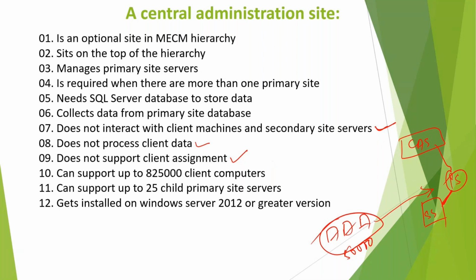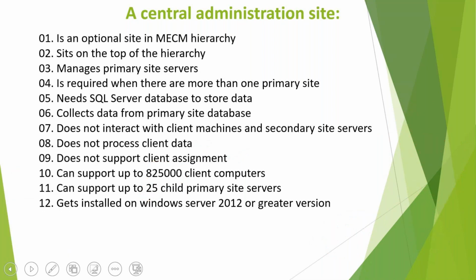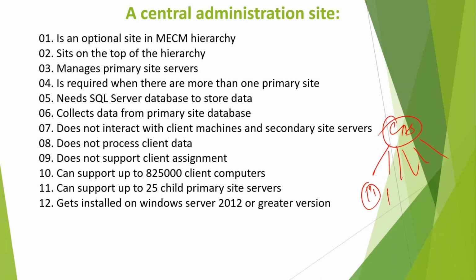It can support up to 825,000 devices. So in one central administration site hierarchy, for example, you have this central plus primary plus secondary. Maximum you can have 825,000 devices. Now, one central has a limitation. One central can have a maximum of 25 child primary sites. So for example, you have central. How many primary sites can you have? Let's say primary 1, primary 2, you can go up to primary 25. That's the maximum limit.